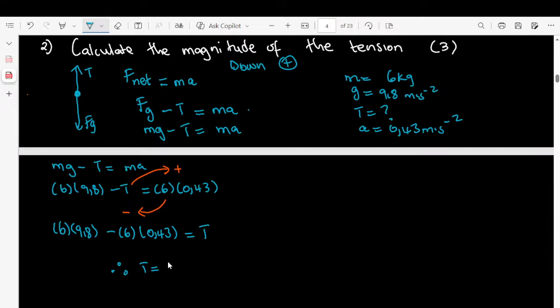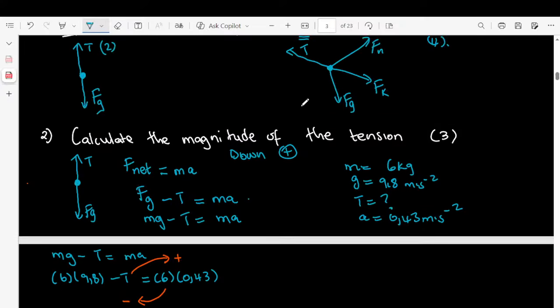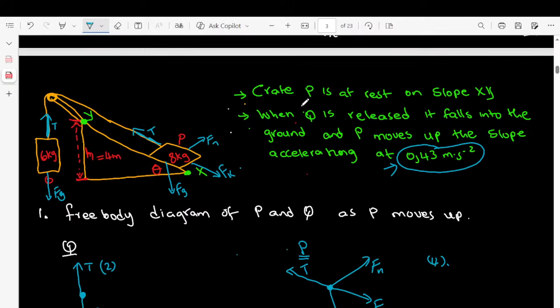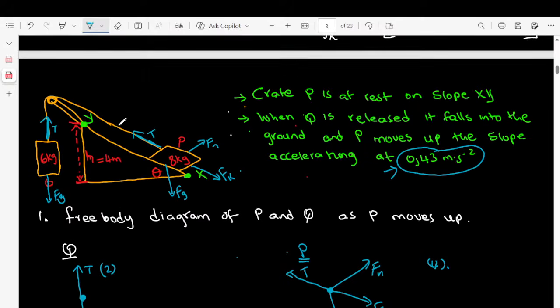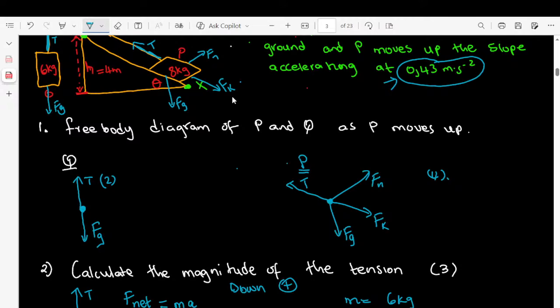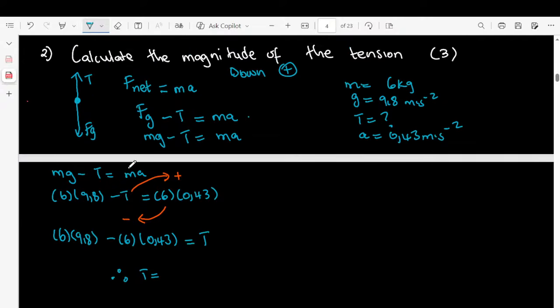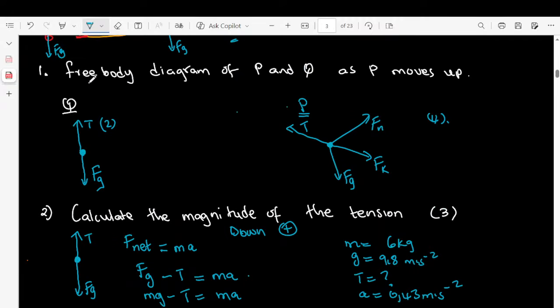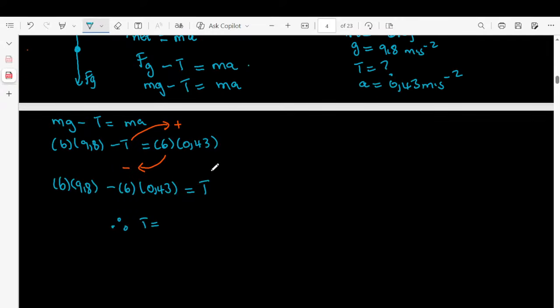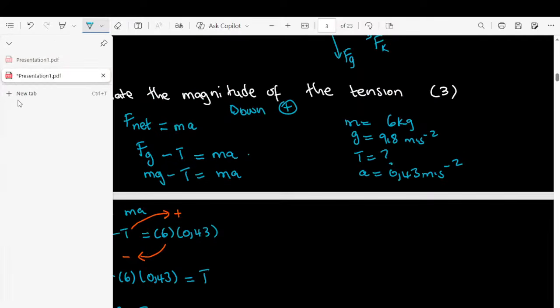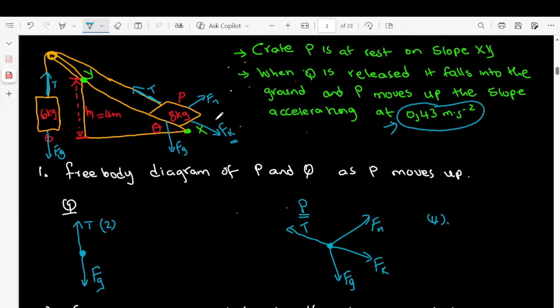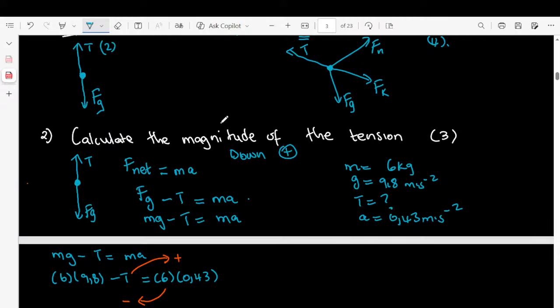Yes, FT. Remember, the statement only said it was a frictionless pulley. So we do have friction. Now we are working on the object that is hanging to calculate the tension. So we don't consider friction for block Q. Block Q doesn't have any friction.